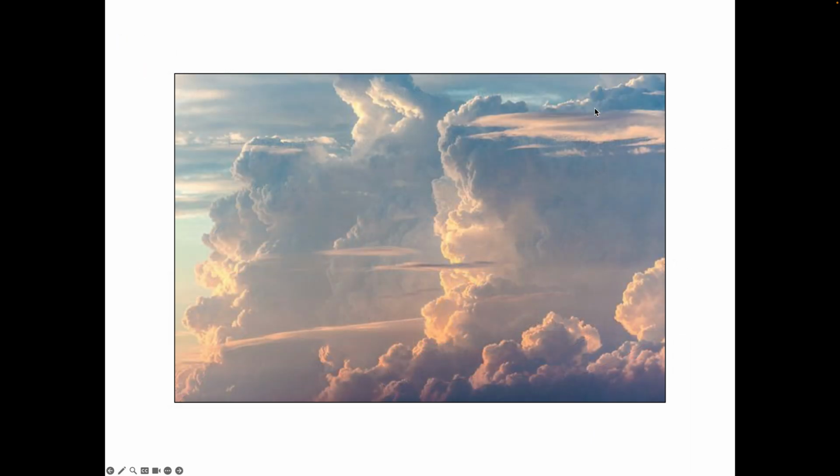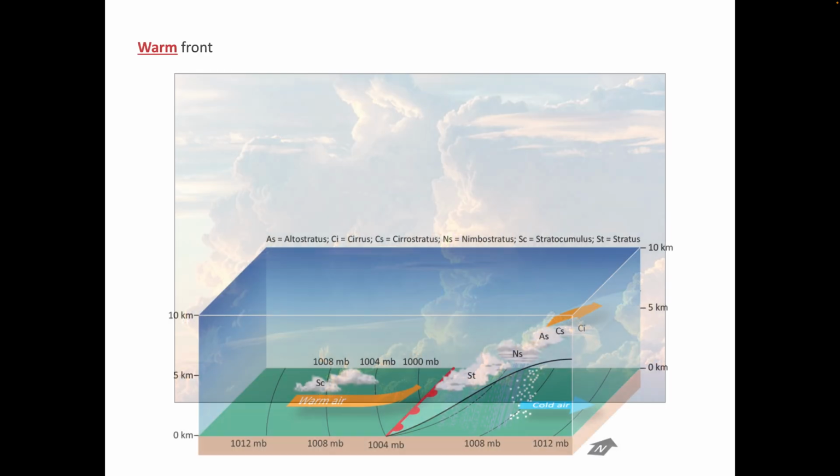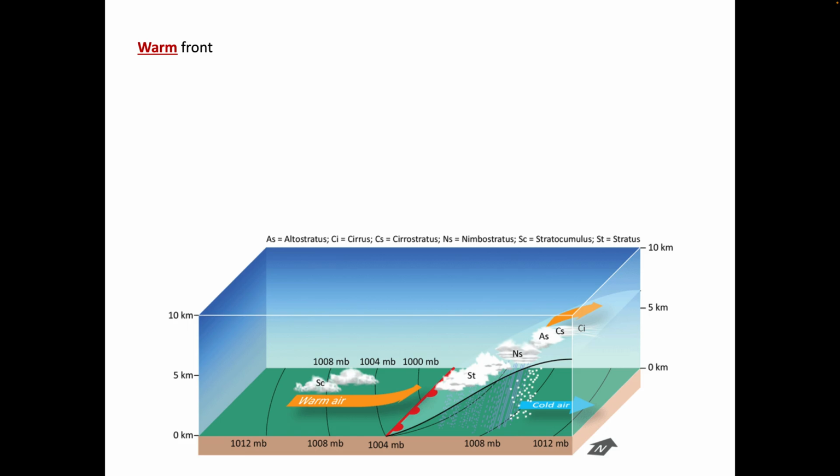And so you all know what cumulonimbus clouds look like, and this is an example of a line of cumulonimbus clouds that are forming just along a cold front. Now let's focus on warm fronts.